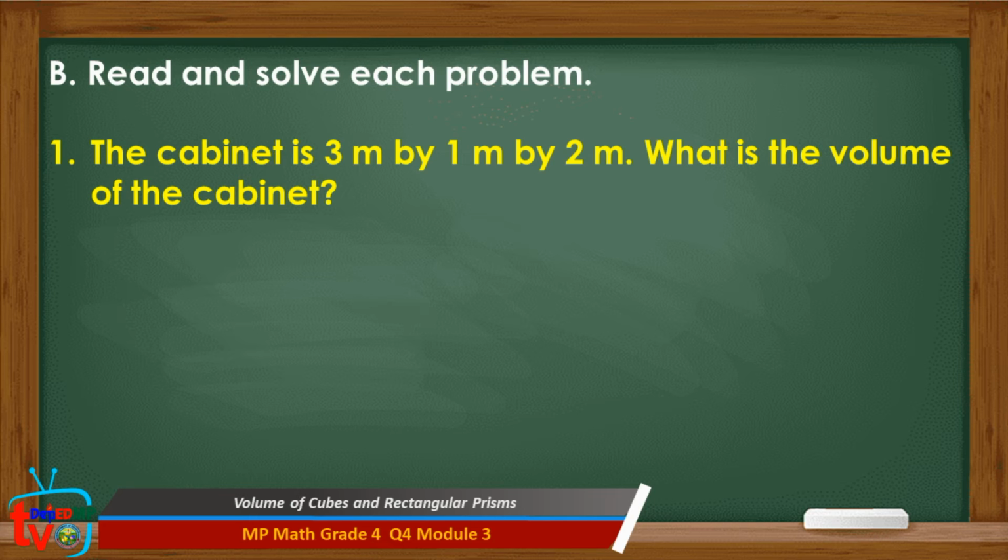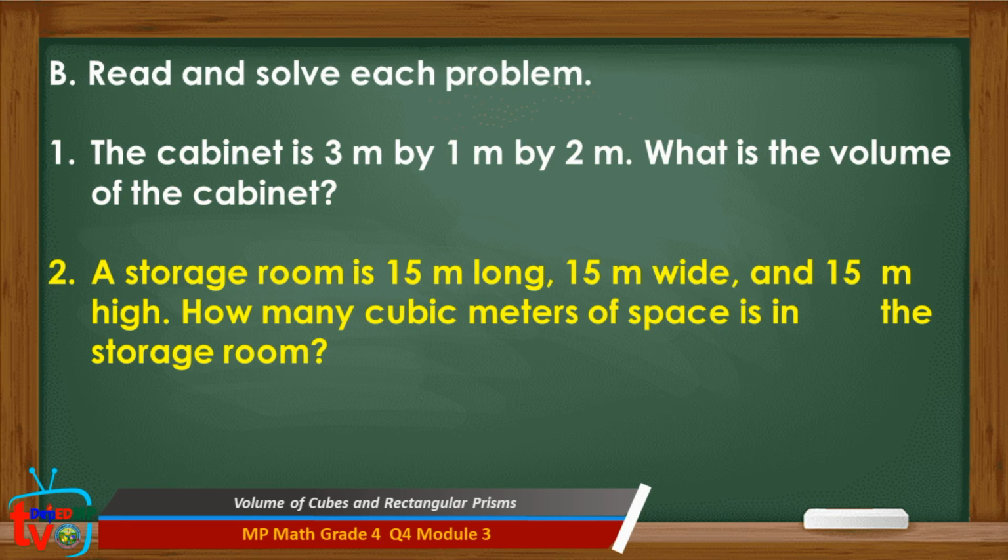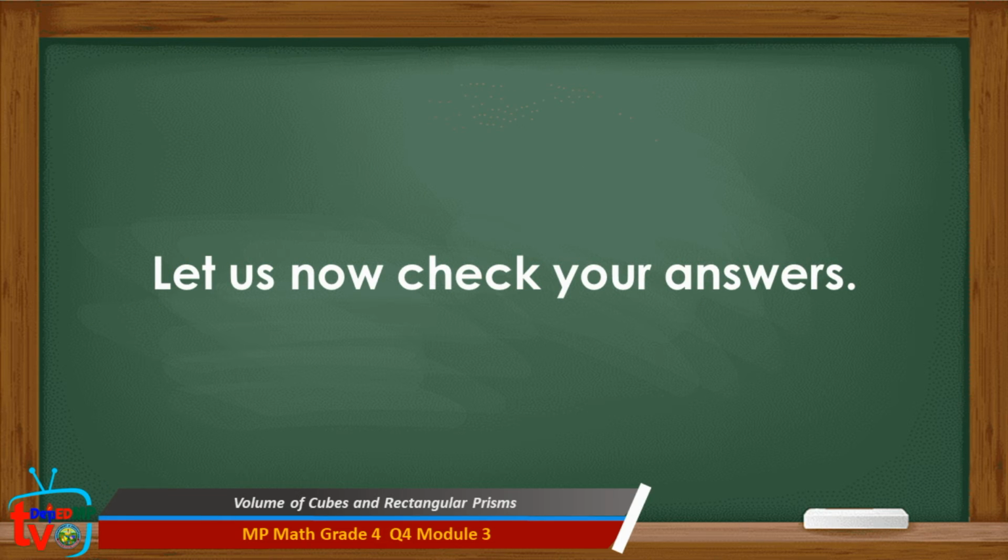Letter B. Number 1. The cabinet is 3 meters by 1 meter by 2 meters. What is the volume of the cabinet? Number 2. A storage room is 15 meters long, 15 meters wide, and 15 meters high. How many cubic meters of space is in the storage room? Let us now check your answers.